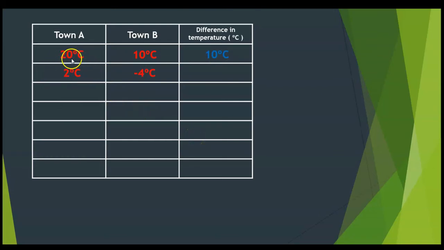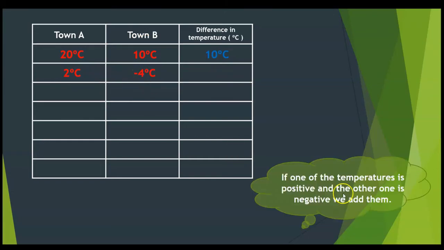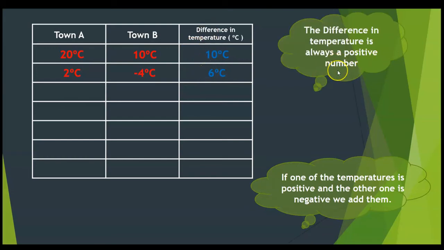Now, if I have a positive temperature, which is 2, and the other temperature is -4. So when one of the temperatures is positive and the other one is negative, do you remember what did we say? We add the two numbers. So this is number 2 and this is number 4. When we add them together, I will get 6. And please remember that the difference is always a positive number. Okay, so when we have one positive and the other one is negative, we just add the two temperatures.